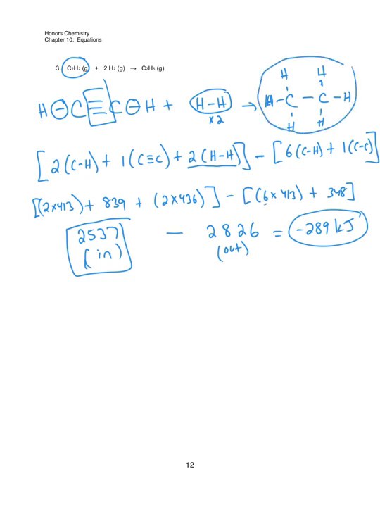There are 6 carbon-hydrogen single bonds, and students often forget this one bond in the middle. Not sure why, but they tend to forget about that one. But there's also a carbon-carbon single bond, which is 348, for a total of 2,826 kilojoules out. Subtracting, we get a total, again, energy in versus energy out. We get a total of negative 289.